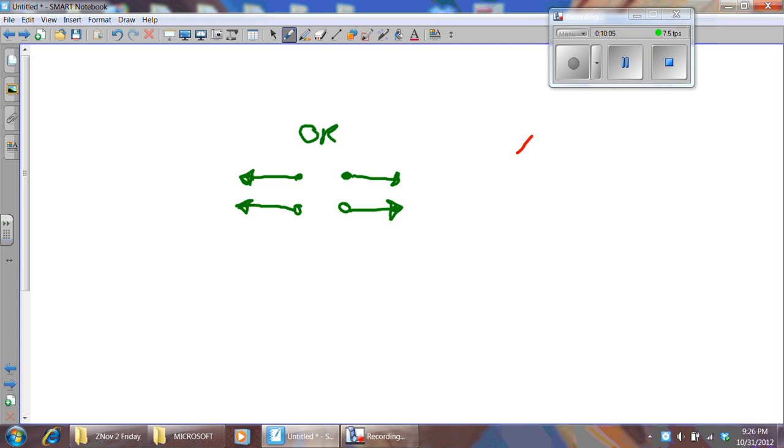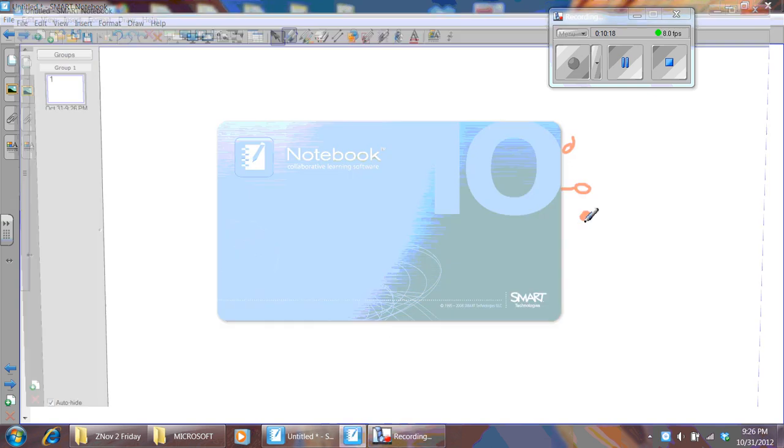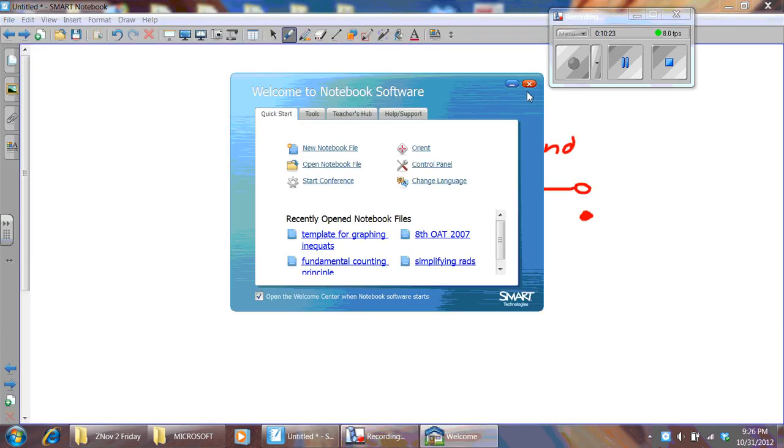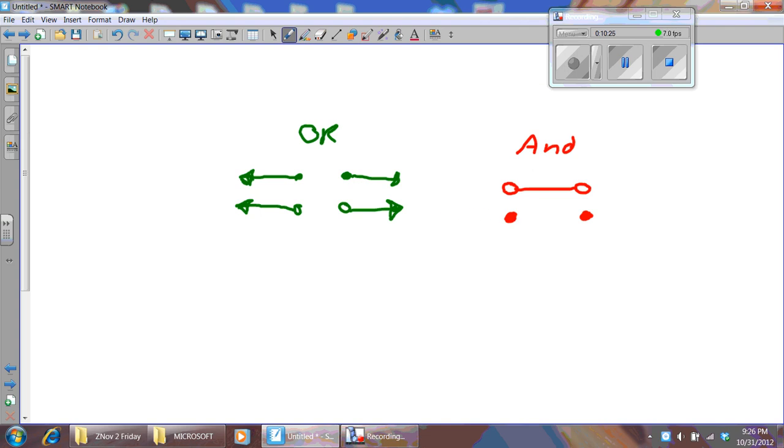If I have an and, my ands might look like this. Then again, they might, oh, hold on there. Sorry about that. They might look like this. Okay, now again, there is a freak exception, and I'll talk about those in class one day.